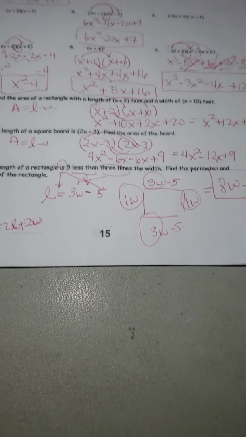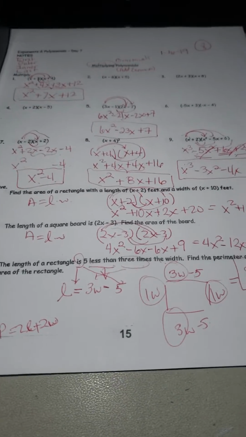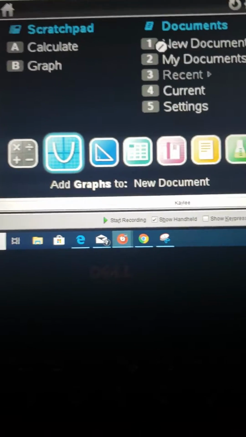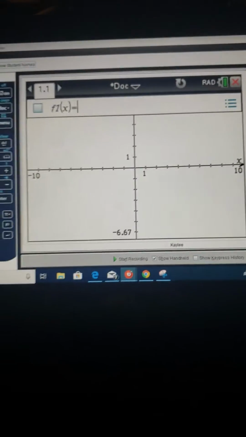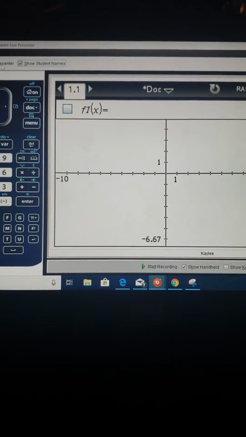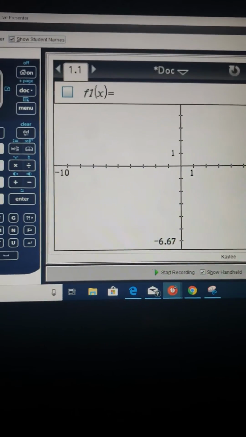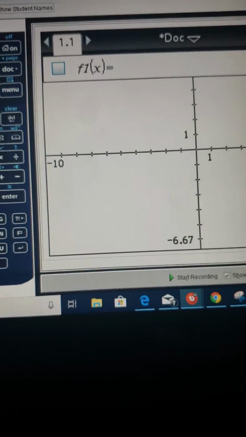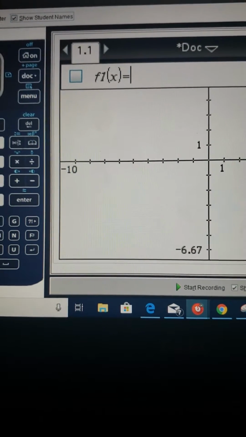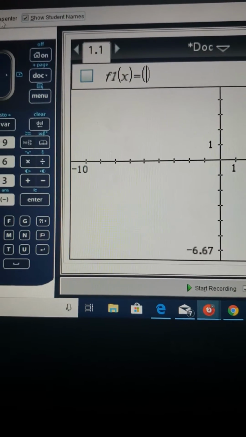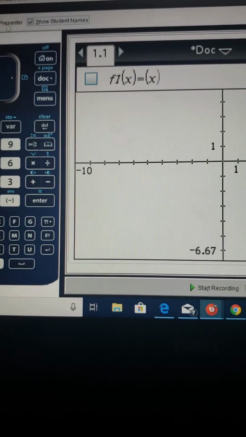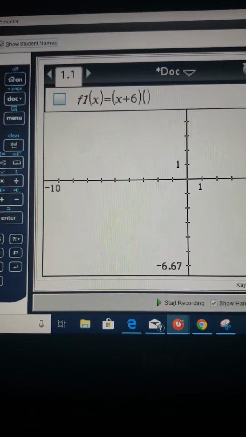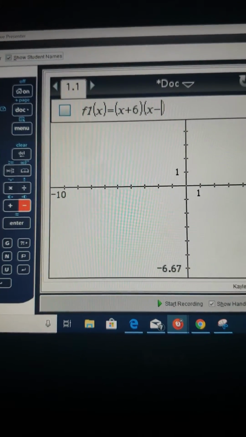All right, real quick, I'm going to show you how to check your answer in the calculator. Please open a graph page in your calculator. All right, so we're opening a graph, and let's go ahead and type in number 1. So that was open parentheses x, and then what was it? Because I don't have it. Plus 3, close parentheses. Open parentheses, and what? X plus 4, close parentheses.